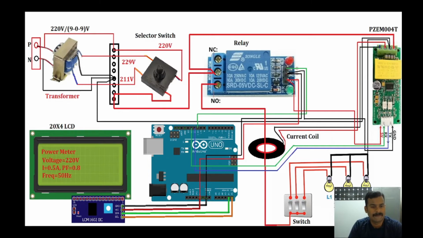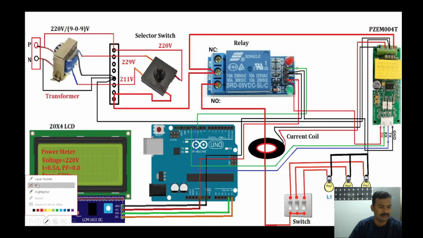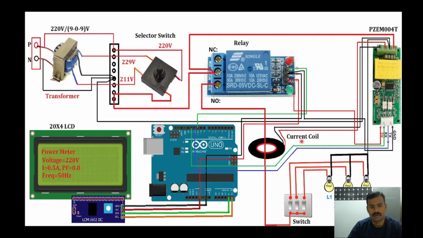So, this is the wiring diagram of our project. So we have a transformer, a step down transformer, and a selector switch. We have a relay module, and we have an LCD. We have Arduino Uno, current sensor or a current coil, and we have a control switch and load. So let us see how it is getting connected and what are the functions of each component.